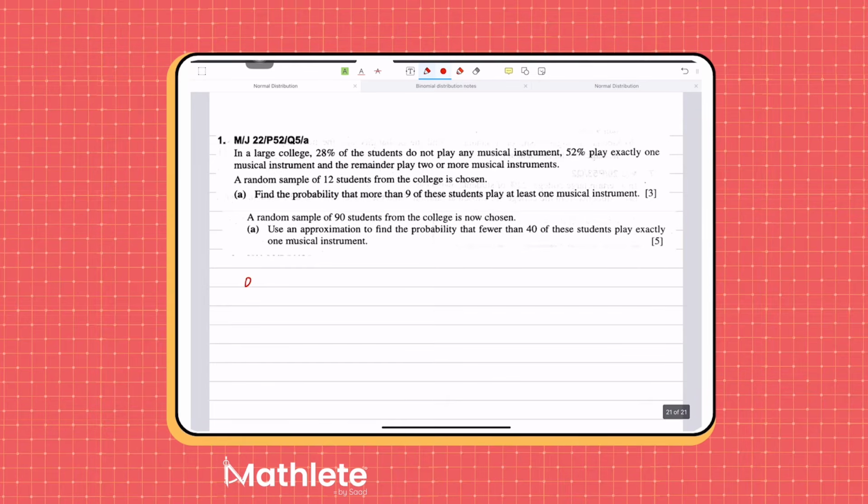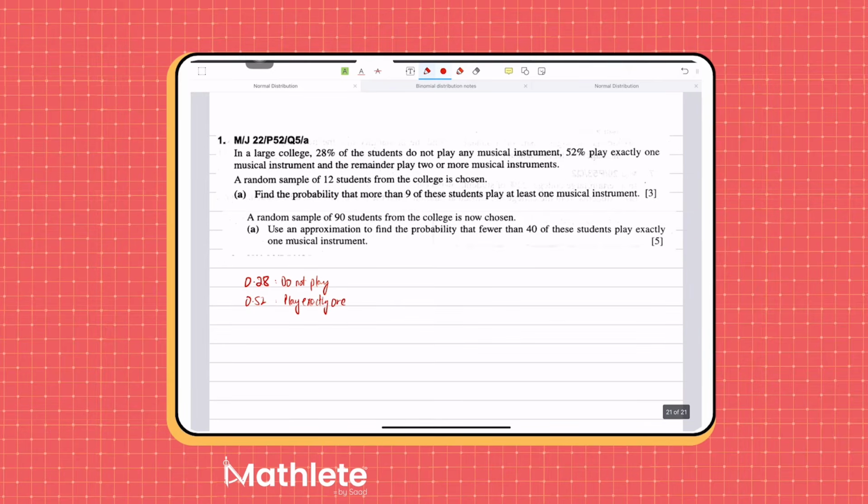28%, which means 0.28. Remember, we have to classify them into 2 categories. We don't want 3 or more categories. We're not interested whether they're playing 2, 3, 4, 5 musical instruments. We're only interested in whether they play a musical instrument or they do not play. Okay, so 0.28, pretty straightforward. They do not play any musical instrument. Okay, 0.52, 52%, that is, play exactly 1. Okay, they play exactly 1.